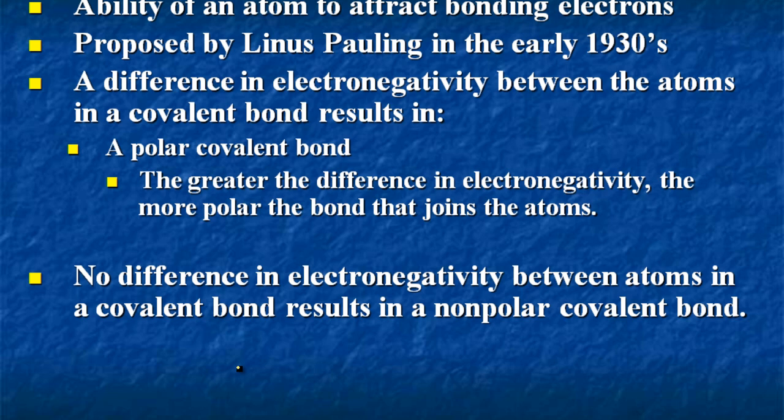So to decide who has the partial negative charge and who has the partial positive charge, all you need is to look at their electronegativities. The one with the higher electronegativity gets the partial negative charge, so it becomes negative, and the other one is partially positive. That is how we represent the partial positive and partial negative charge. So as it says, the greater the difference in electronegativity, the more polar the bond joining the atoms. Now, if there is no difference in electronegativity between atoms, then you don't have a polar bond. It is a non-polar bond.